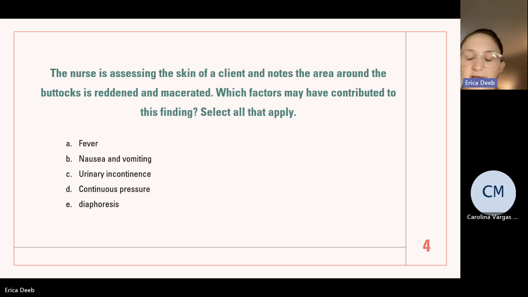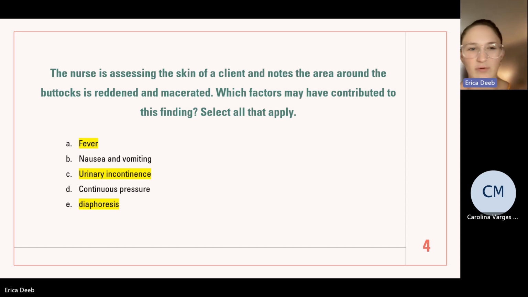So maceration is, like I said, when the skin is almost sloughing off, like peeling off. And what that can be caused by is going to be A, C, and E. So fever, urinary incontinence, and diaphoresis. So with maceration, you always want to think moisture. You could always think M and M. With maceration, it's always going to have to do with there being too much moisture.